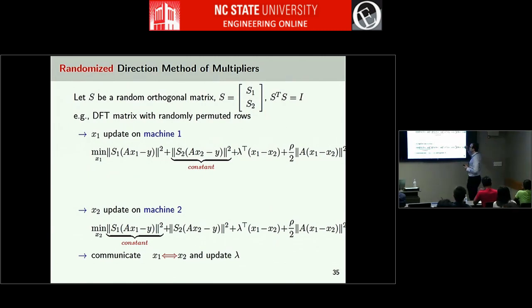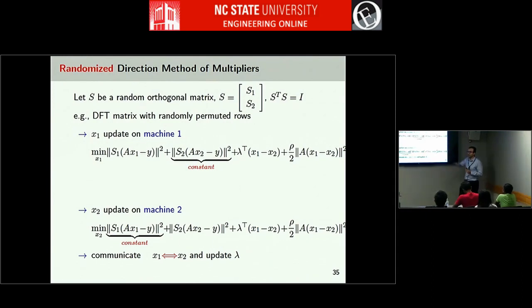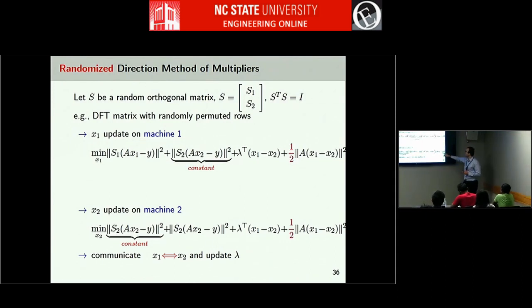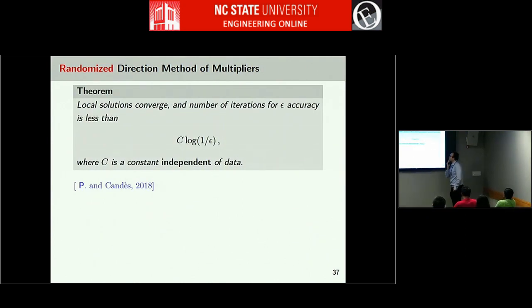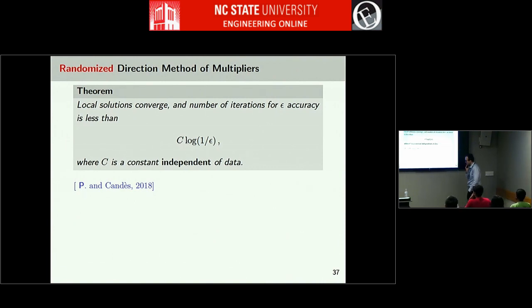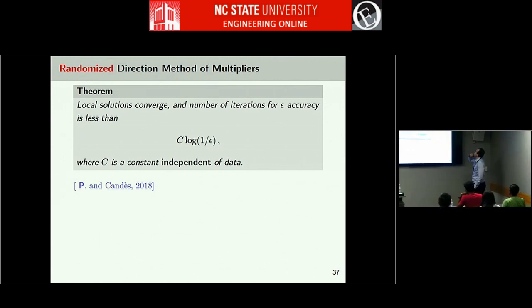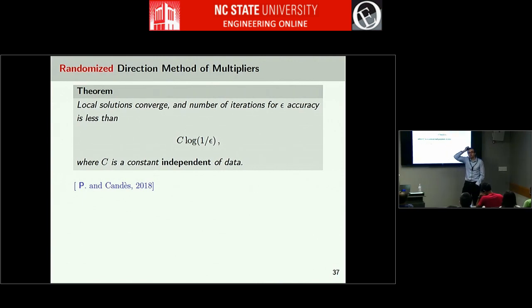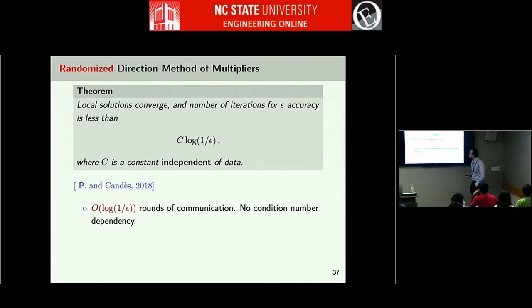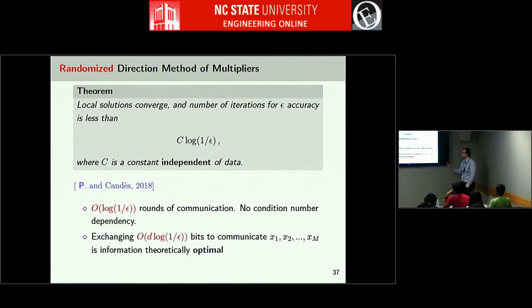So you will do the same updates. But it turns out that if you do this randomly by mixing everything together, you can always choose rho equal to 1. And this turns out to be universal for every data. So here's the theorem. This is joint work with Emmanuel Candes. If you do it randomly, for instance, using random DFT frequencies, this version of ADMM, which we call Randomized Direction Method of Multipliers, RDMM, converges in a constant number of iterations. This constant is independent of the data. And rho equals 1 is universal, which means I only need constant times log 1 over epsilon rounds of communication.